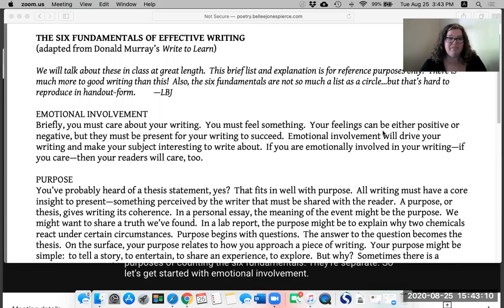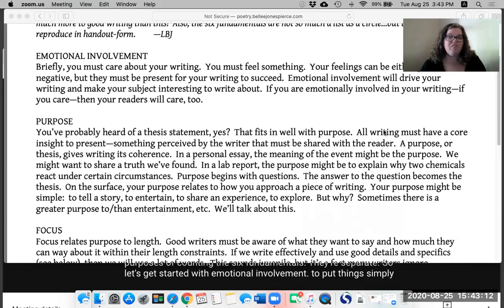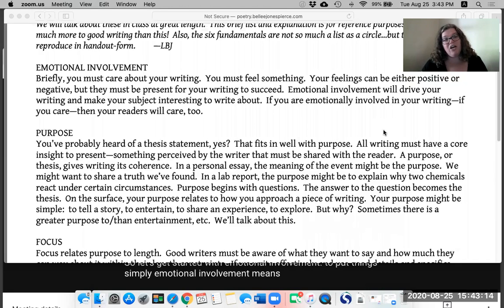To put things simply, emotional involvement means you have to care about your writing. It doesn't matter what you feel. You can be angry that you even have to write an essay in the first place. You can have something to prove. You can be trying to woo someone or convince someone of something. It doesn't matter. All of that is a feeling inside of you, right? And if you care about your writing, other people will care about it too.